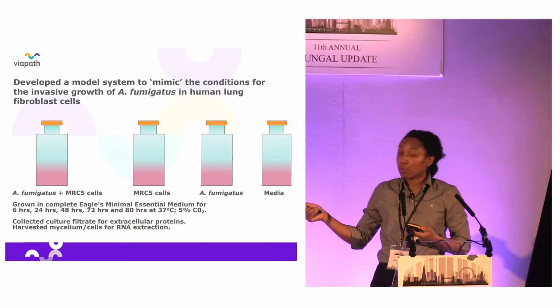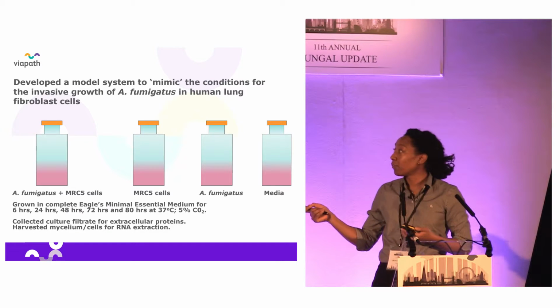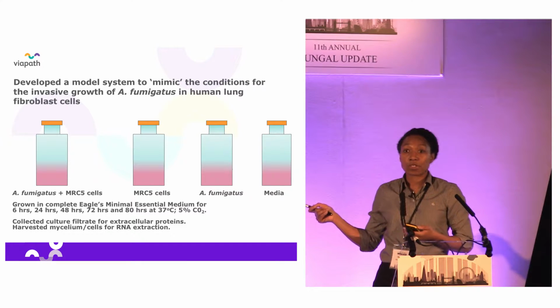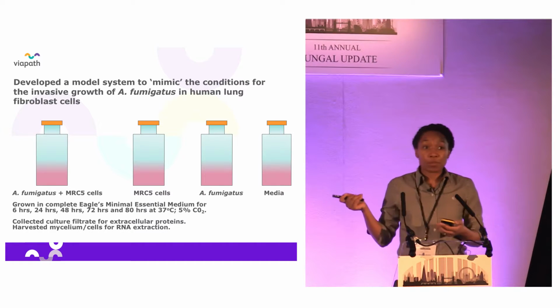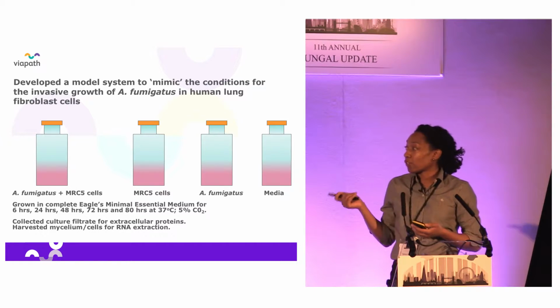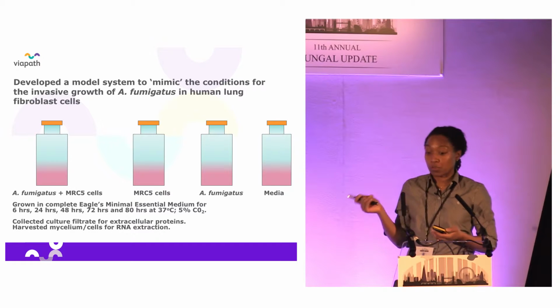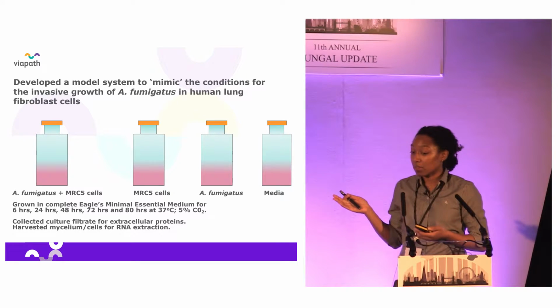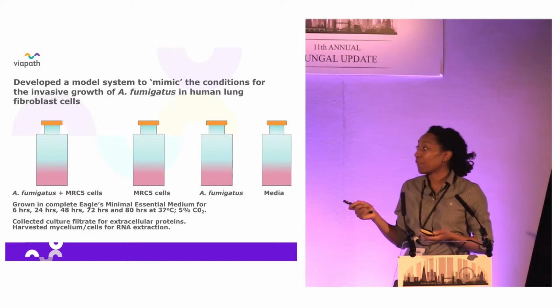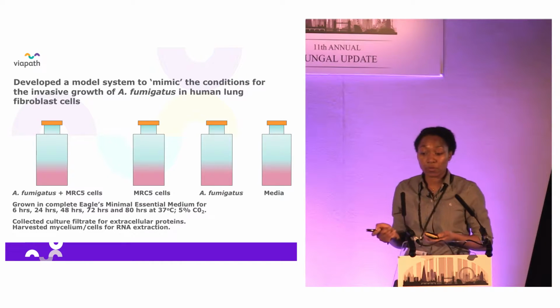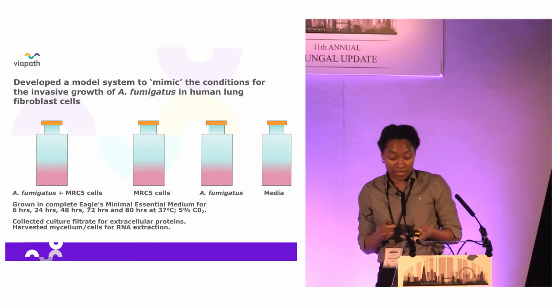Then I had a flask for the MRC5 cells on their own, Aspergillus fumigatus on its own, and media. And I collected the supernatant for extracellular protein expression work, and I harvested the mycelium and cells for RNA extraction. And this was done at 6 hours, 24 hours, 48 hours, 72 hours, and 80 hours.